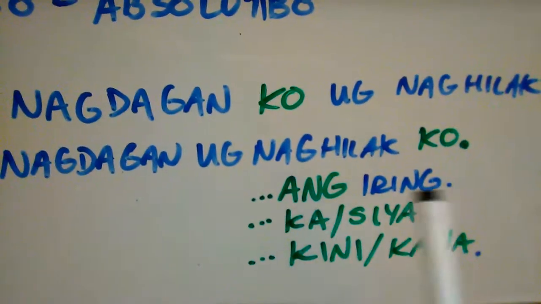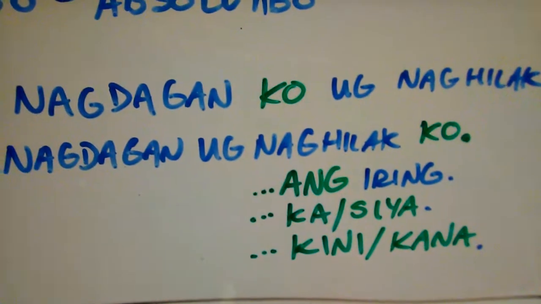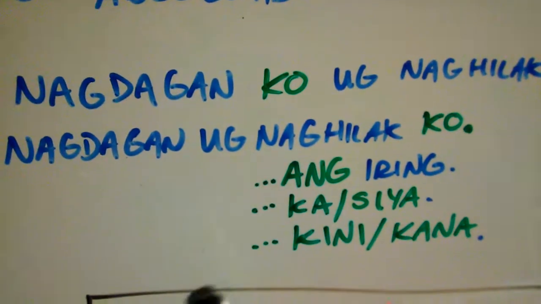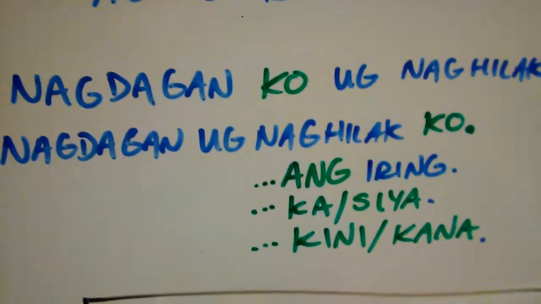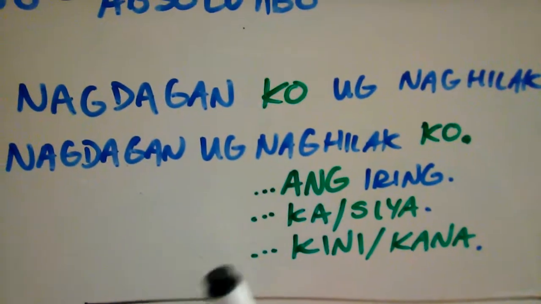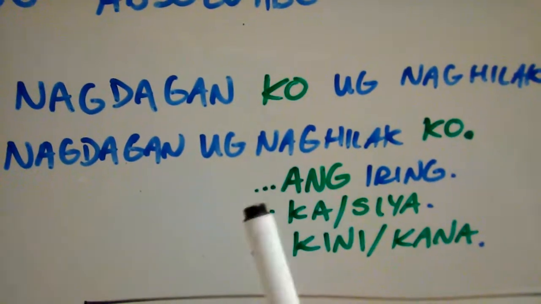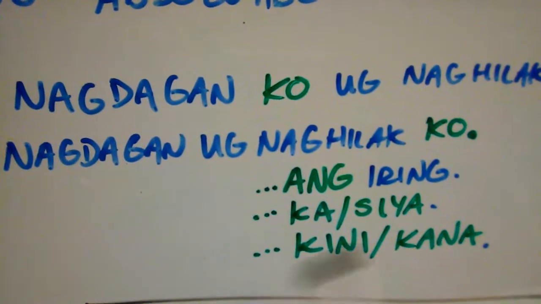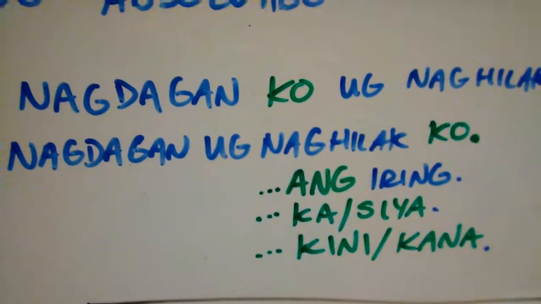So this is where ang comes in, right? If we're talking about not a person or not a pronoun, not something that's using a subject pronoun, we're using something else, like another noun, but we're talking about that noun in the absolutive case, we have to use ang. Nagdagan ug naghilak ang iring. The cat ran and cried, right? It makes sense. Nagdagan ug naghilak ang iring.